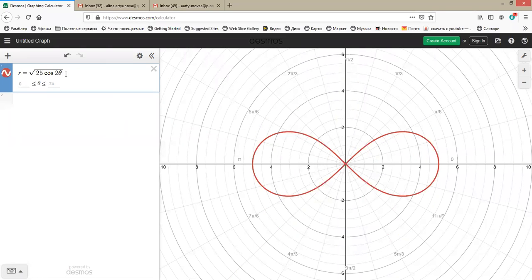There you go. It does look like infinity. Quick observations: the length, it looks like a petal as well, maybe I can call it a petal, is root 25, which is 5. Cosine maximizes at 0, and there will be 2 petals.